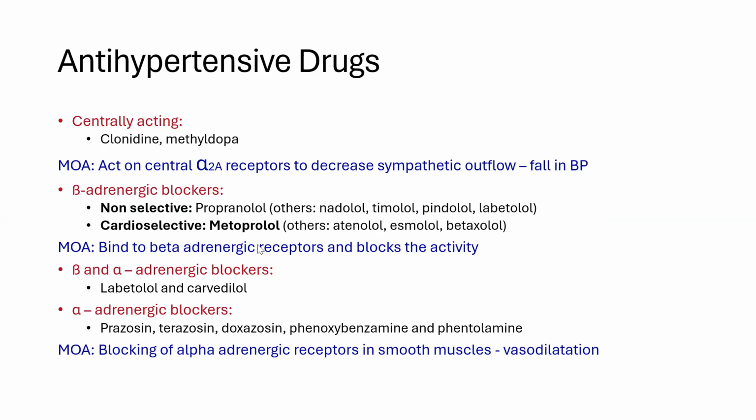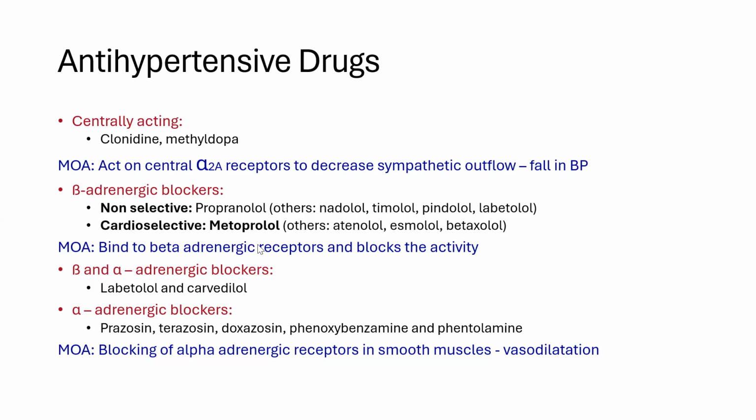Another drug class is beta adrenergic blockers. There are two types of beta adrenergic blockers. One is non-selective and another is cardioselective. If you're talking about the non-selective, then propranolol is the example and others are timolol, pindolol, labetalol. And if you're talking about the cardioselective, then metoprolol is the example and others are atenolol, esmolol, betaxolol. Beta adrenergic blockers basically bind with the beta adrenergic receptors and block the activity.